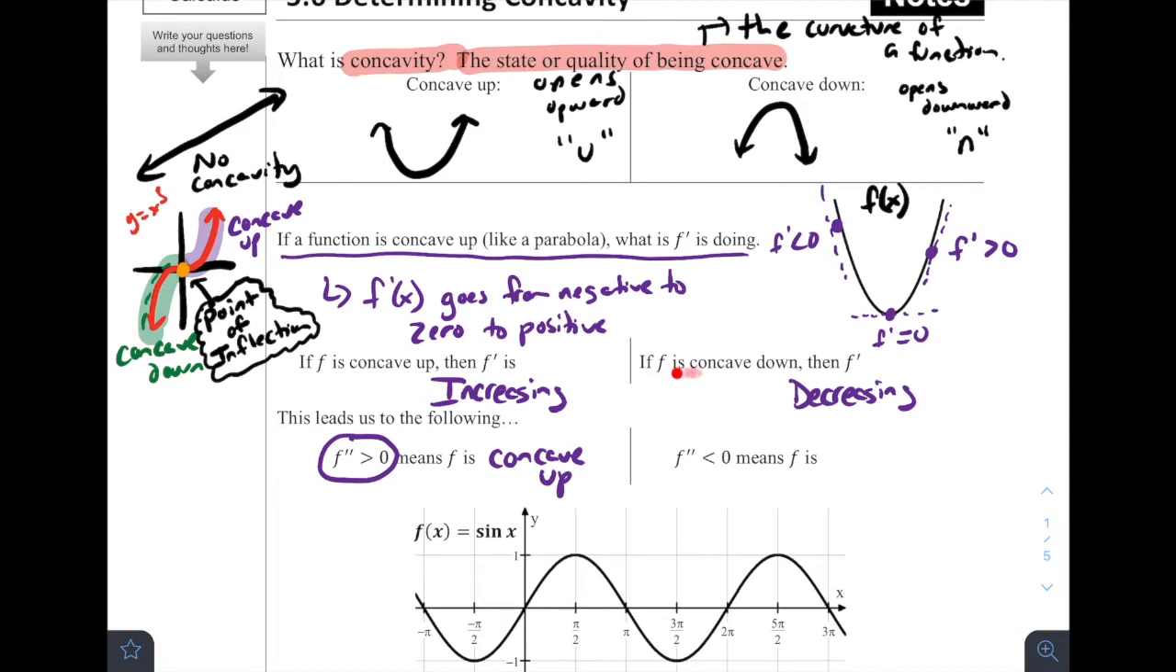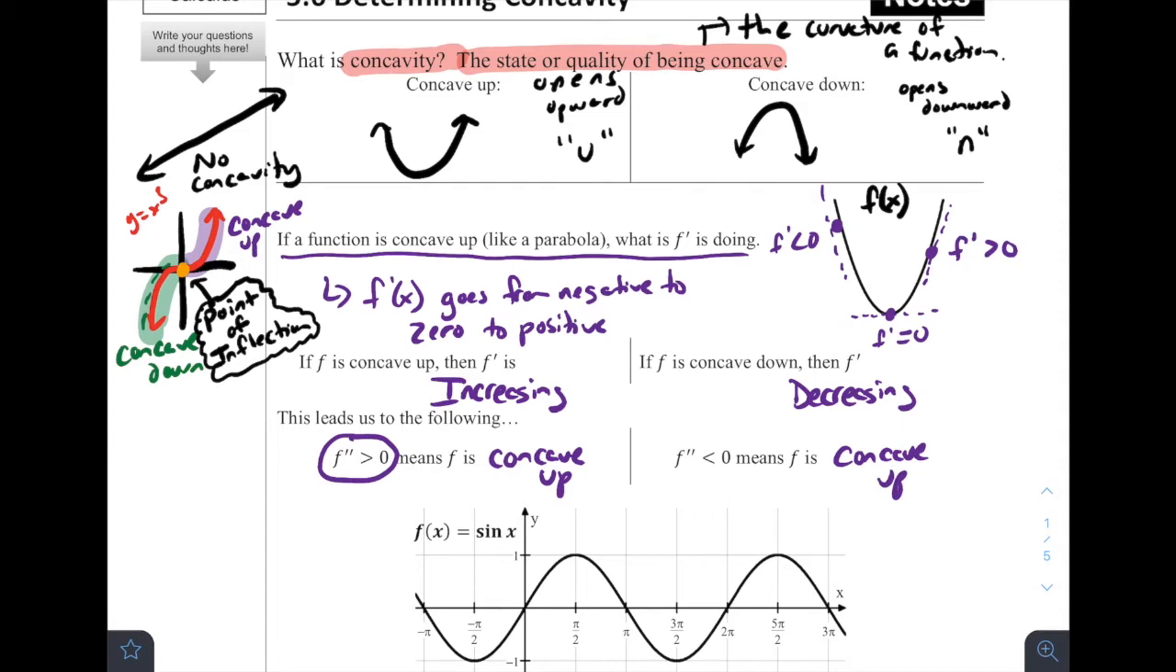Similarly, if f is concave down, then f prime is decreasing, and that would mean the second derivative, right? If f prime is decreasing, the second derivative needs to be negative. And so therefore, if the second derivative is negative, that means that f has to be concave up.